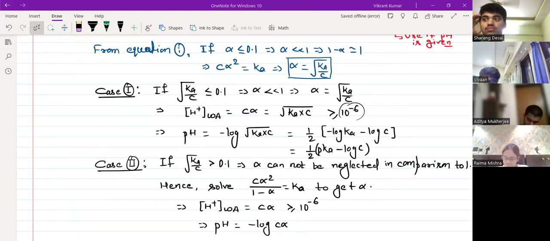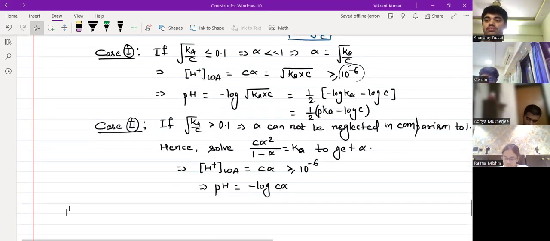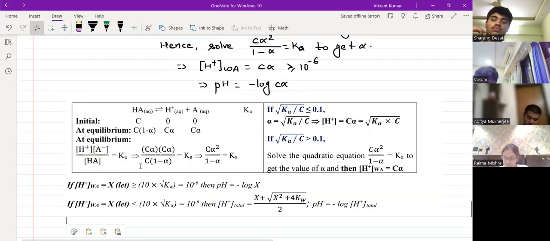Just for your help, I have prepared the summary table of it. In revision, you just have to understand all these steps, and then I have written it in short. I have made a whole table for you about what to do when. If you have any doubt, whatever I have told you now, everything is written on the screen.